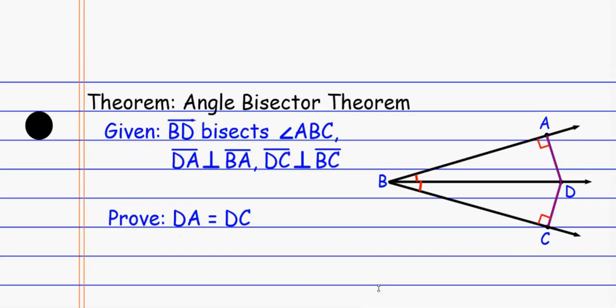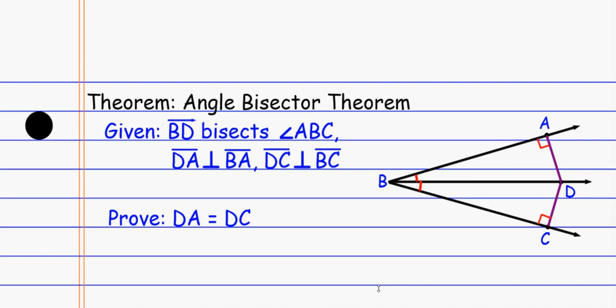If I look at the next one here, the angle bisector theorem. So this time, instead of doing a perpendicular bisector, now we're doing an angle bisector. And this is a very similar type of theorem, except instead of having endpoints that we're equidistant to, we're going to be equidistant to the two rays that formed the angle. Okay? So if BD bisects angle ABC, and DA is perpendicular to BA, DC is perpendicular to BC, I want to prove that DA is equal to DC, that those two lengths are the same.